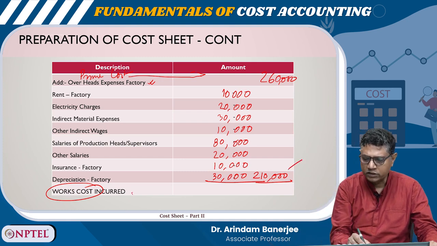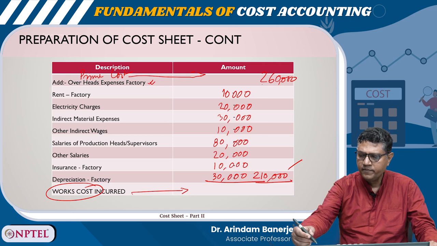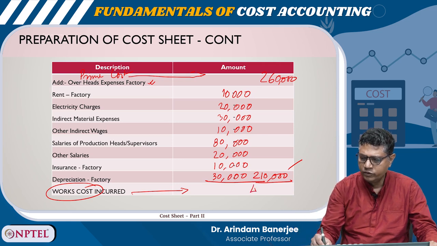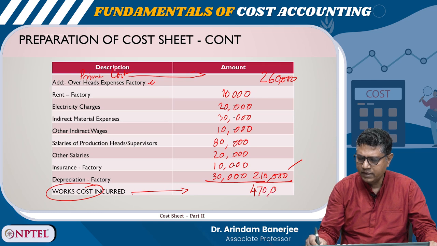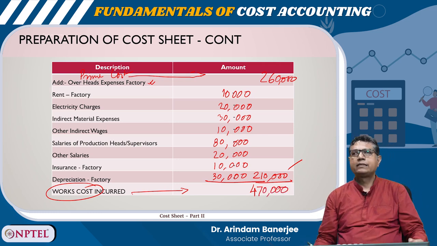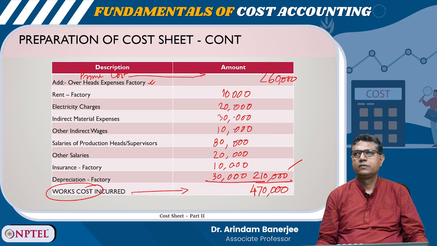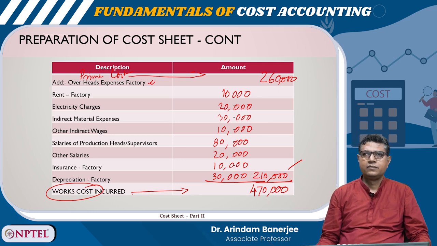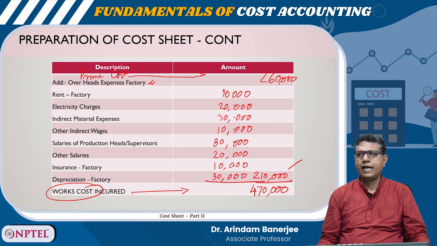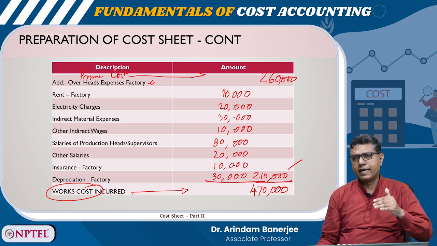So my works cost is how much? 2 lakh 60 plus 2 lakh 10, 4 lakh 70, right? So it is 4 lakh 70, that is the works cost which is incurred. Fine. So from a prime cost, we can arrive at the works cost in this way.